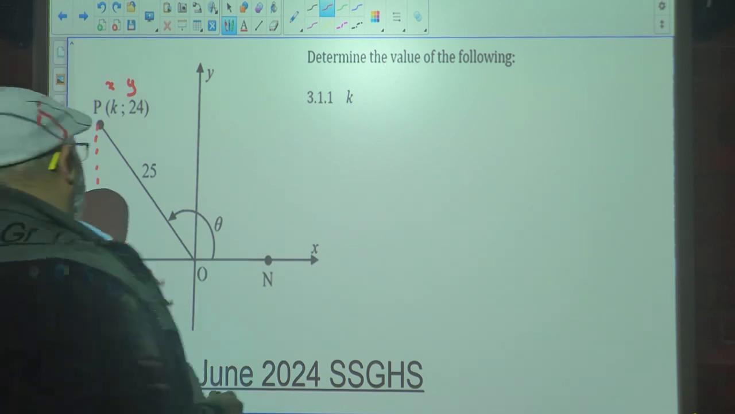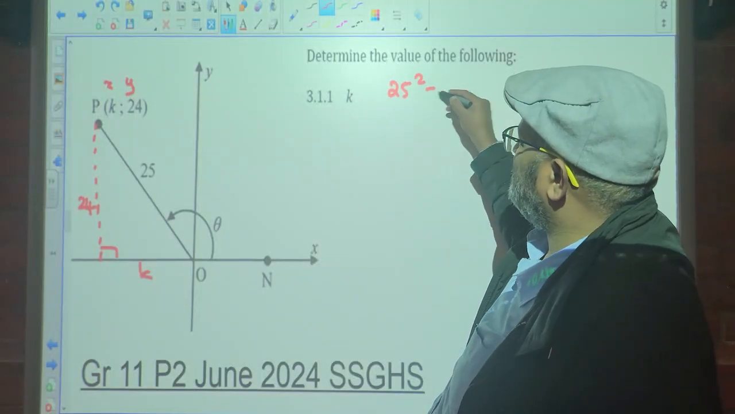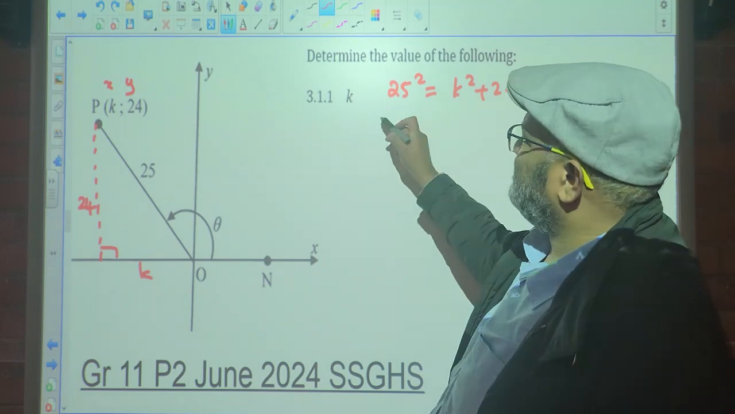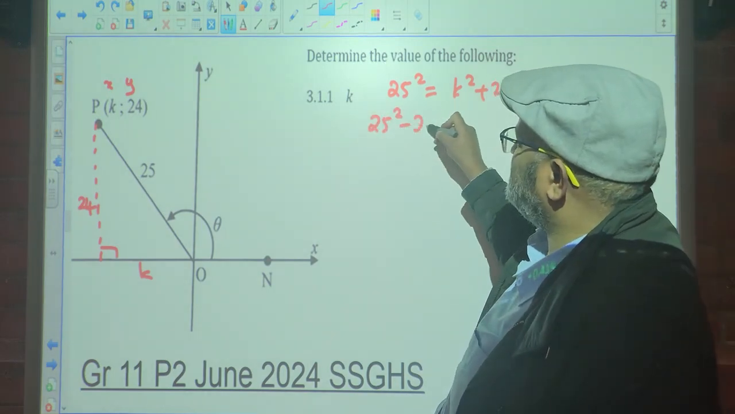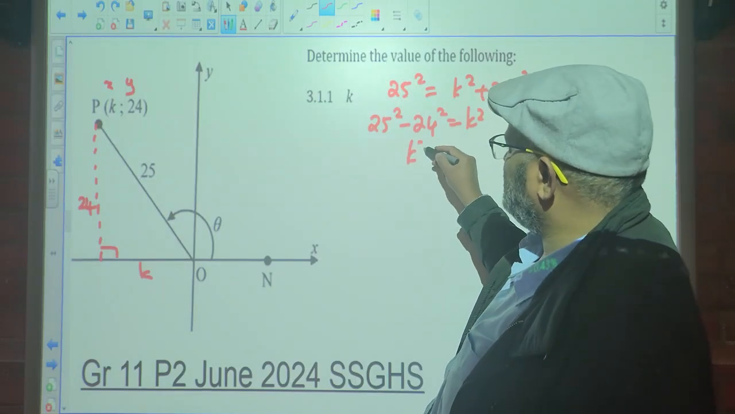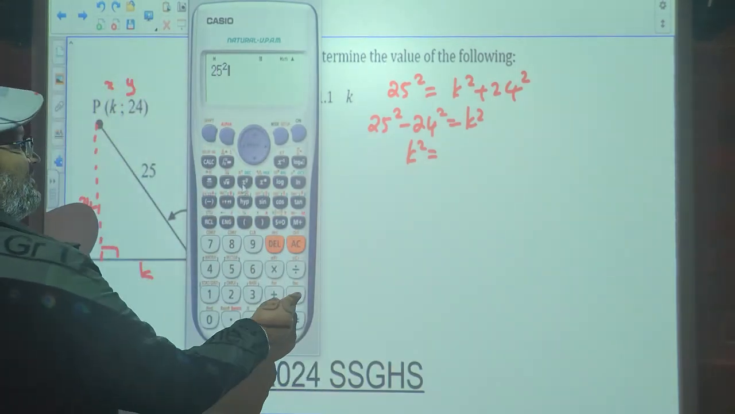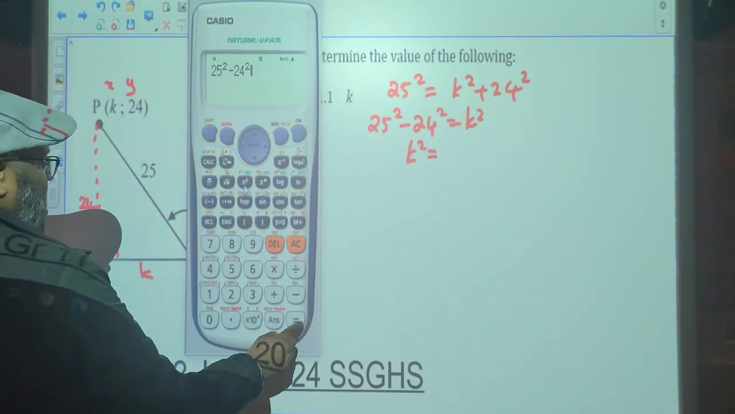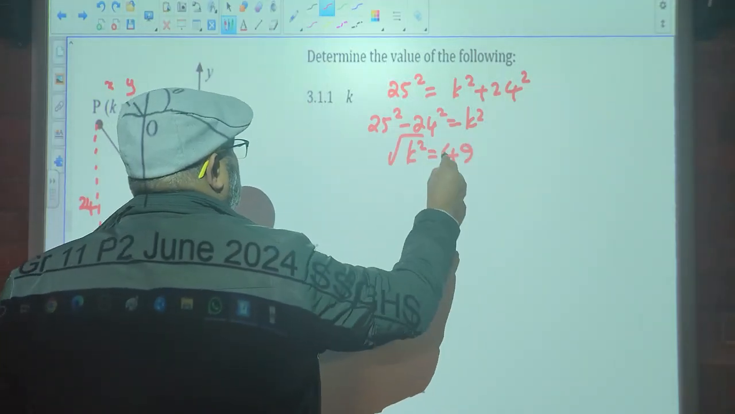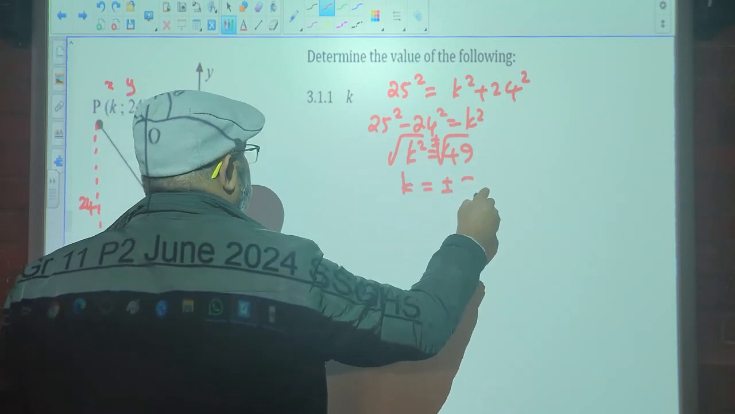So how do we calculate K? By using Pythagoras. So 25 squared is equal to K squared plus 24 squared. We get over the equal sign, so it's 25 squared minus 24 squared is equal to K squared. 25 squared minus 24 squared gives you 49. Remember, if I introduce a square root, what must I not forget? Plus minus. So K is plus minus 7.